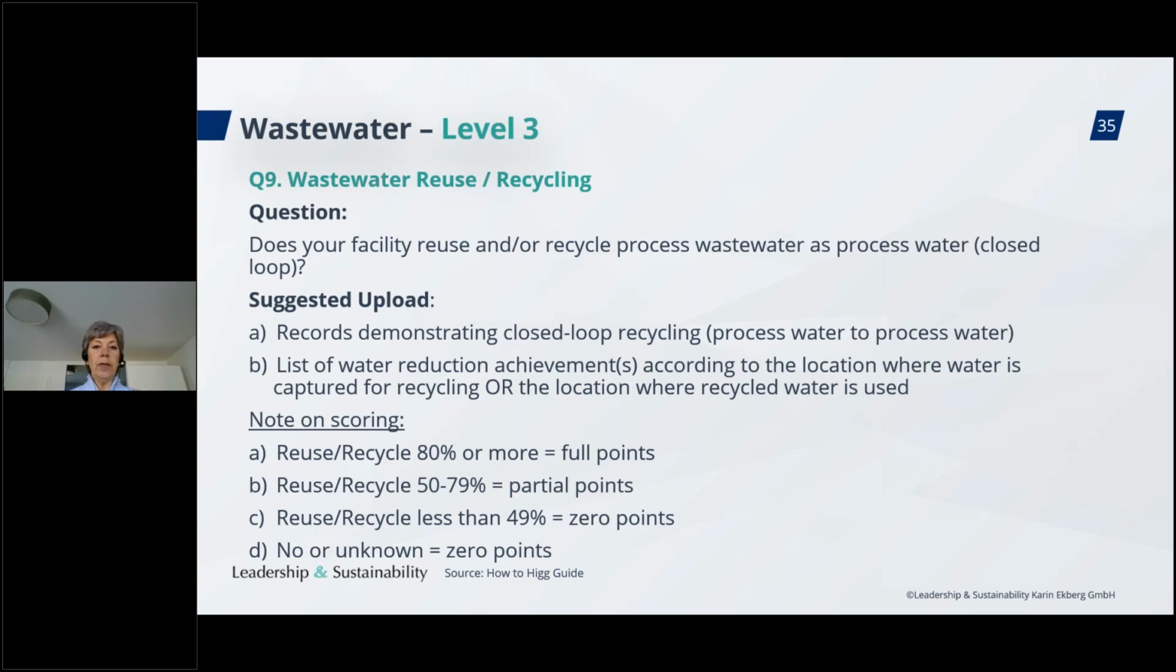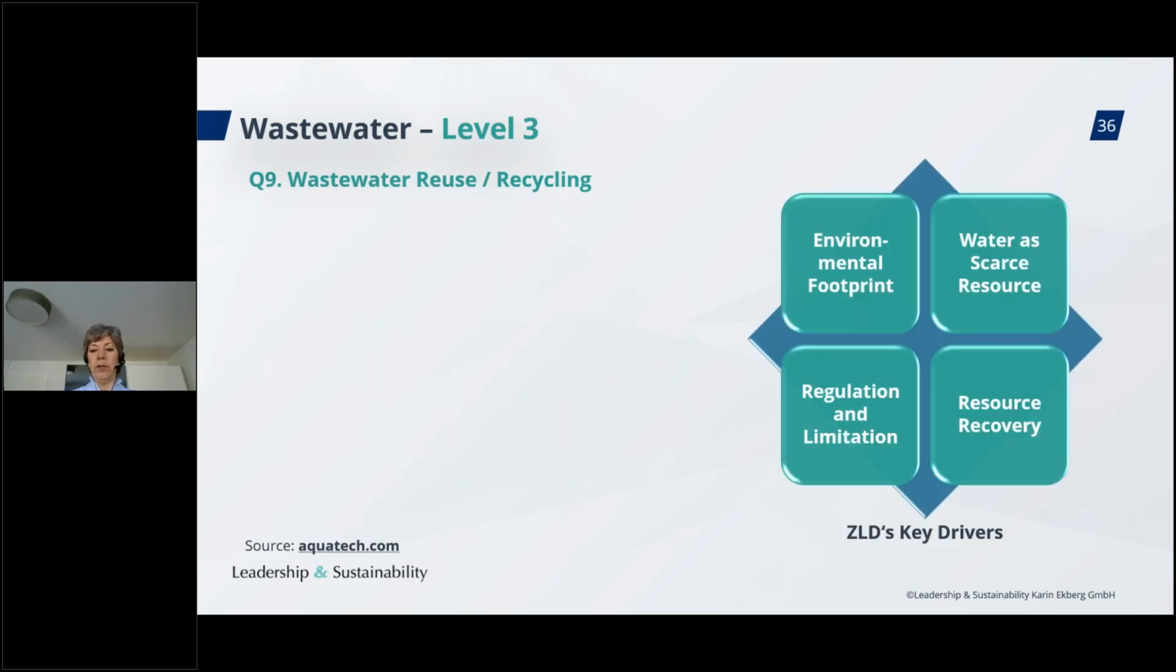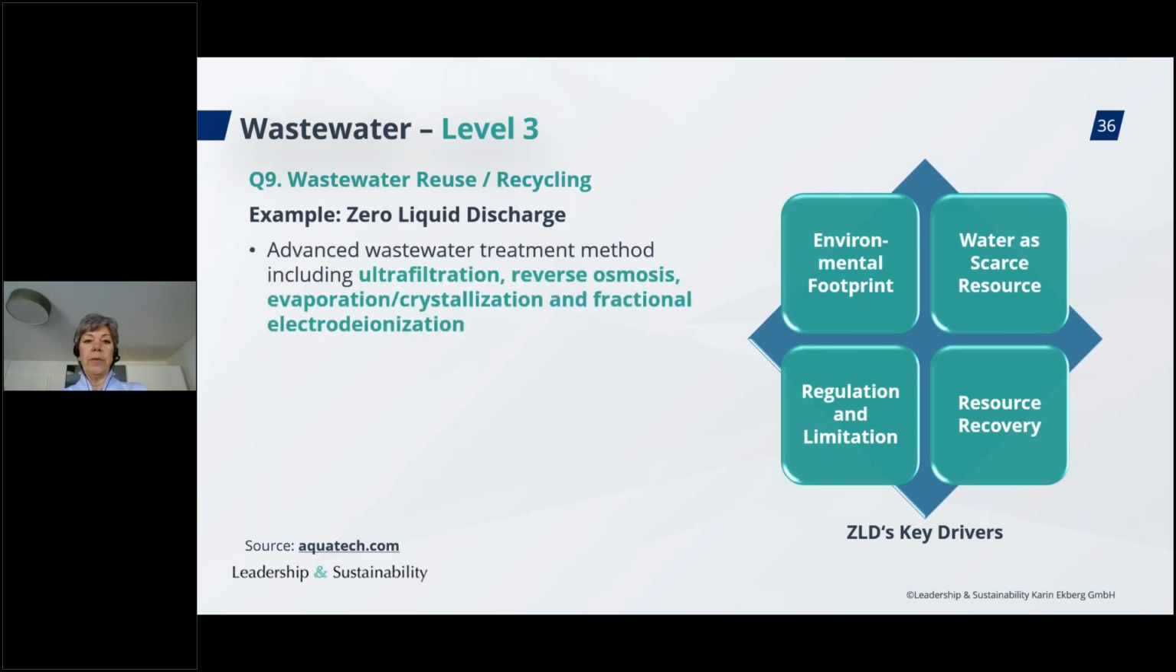All right, so now I wanted to also give you some information about the zero liquid discharge approach. It is an advanced wastewater treatment method. You can imagine, after you have had your secondary treatment, you can go then into your tertiary treatment, where you actually have to treat your water even more in order to be able to reuse the water in your processes.